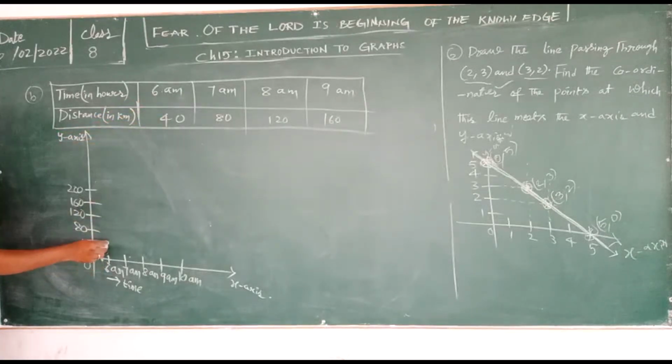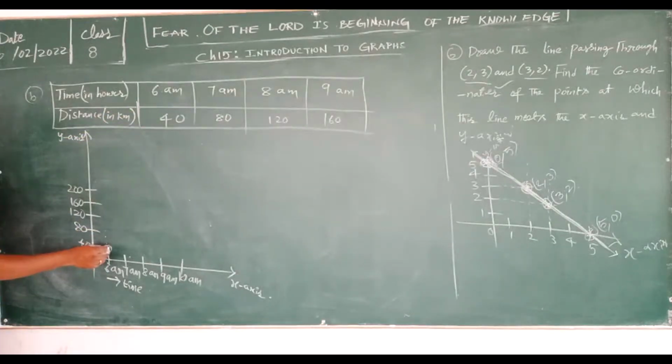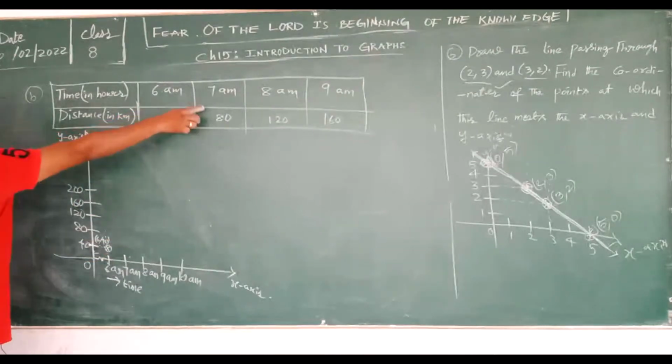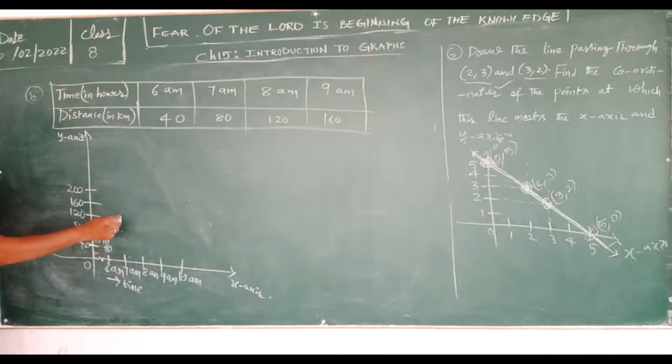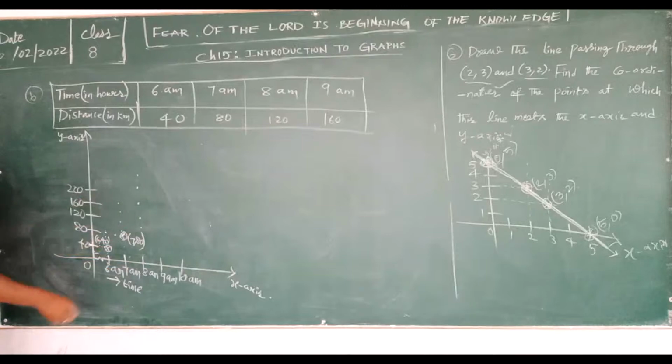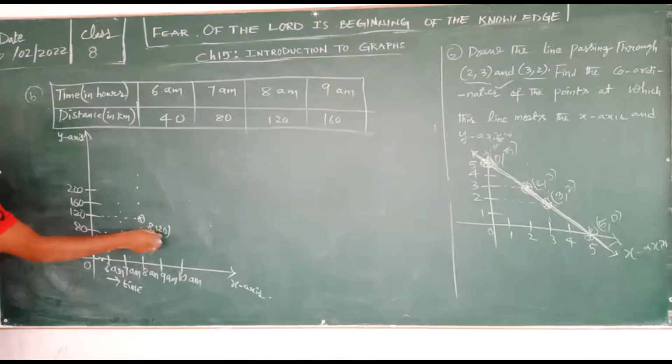6 a.m., 40. So at 6 a.m. this is 40 kilometers that the car traveled. So this is 6 comma 40. Okay, so I'm writing here 6 comma 40. Next one, 7 a.m., 80 kilometers. So 7 a.m. here and this is your 80 kilometers. 7, 80 kilometers, and then 8 said as 120 kilometers.